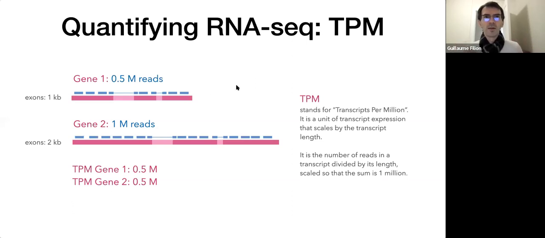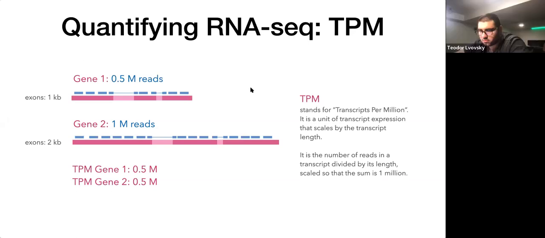So RPKM, people don't use it very much anymore because it's not intuitive at all. It's okay because it does the job of making sure that long transcripts don't get more expression just because they're long, but it's not intuitive. TPM, on the other hand, really gives you a probability distribution over the transcripts. It tells you if I take a read at random, what's the chance it's that gene? And that's what we need.